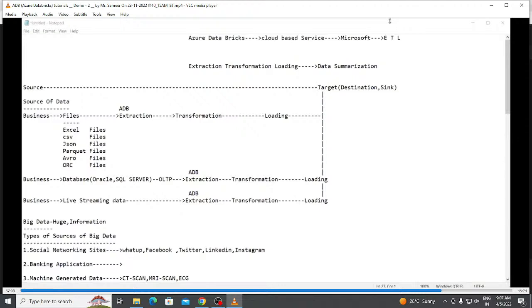I heard ADF is an ETL tool, and you mentioned ADB is also an ETL tool, right? See, in the live scenario going on right now, in most of the projects, up to data ingestion, meaning extraction, they use ADF. Further, for transformation and loading, they use ADB, in some projects.